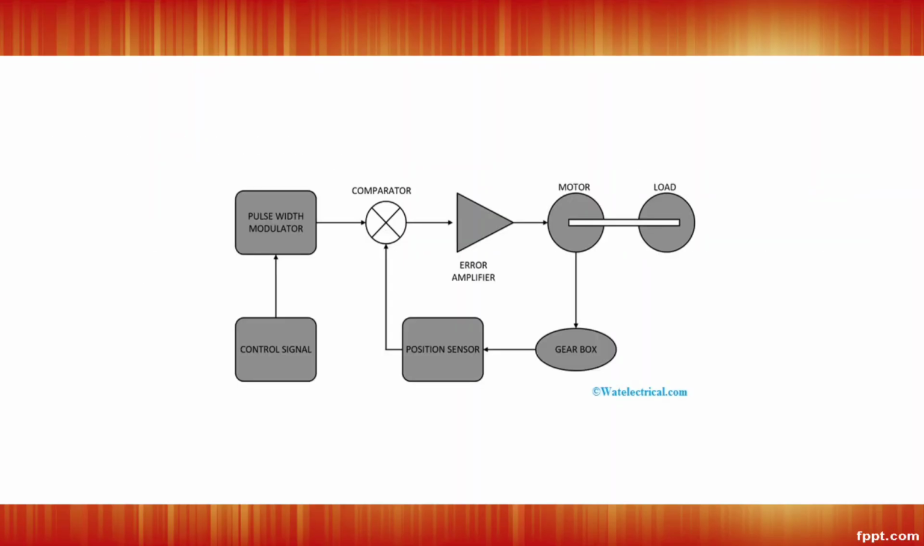This is a basic block diagram of a DC servo motor. It consists of a pulse width modulator and a comparator. For error amplification, we have an error amplifier. For running, it has a motor, position sensor and gearbox, and for controlling, it has a control system. And finally, the motor is connected to a load.